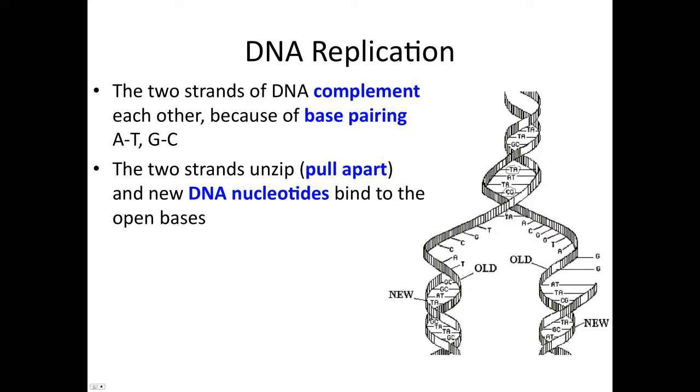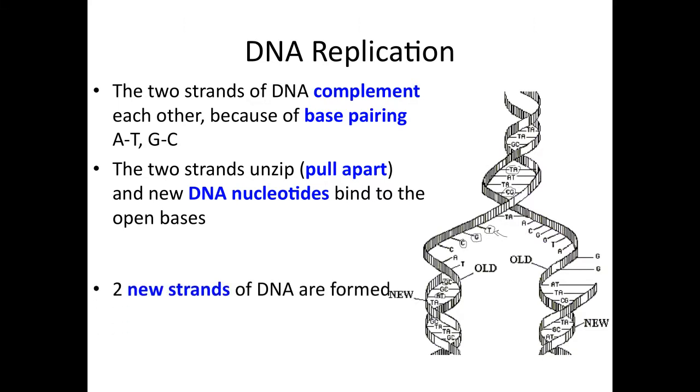And what happens when they unzip is now you have these lonely nucleotides waiting here. So what's going to happen is new nucleotides that are made in the cell are going to come and attach and start making a new ribbon or a new strand. So here we can see the new one being formed. And again, they have to bond G to C and A to T.